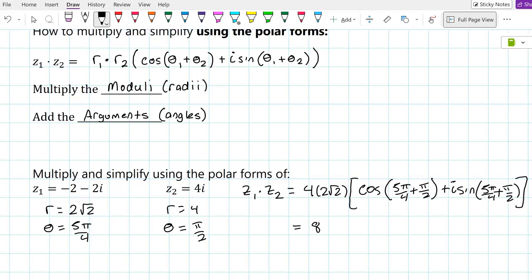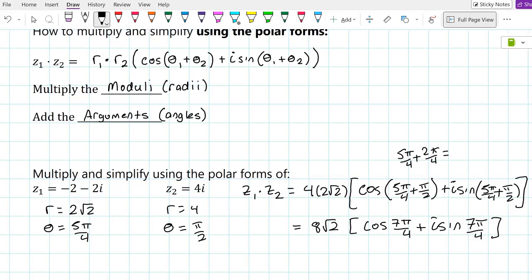4 times 2 root 2 is just 8 root 2. 5 pi over 4 plus pi over 2, that's like 5 pi over 4 plus 2 pi over 4. So that's going to be 7 pi over 4. So we do 8 root 2 cosine 7 pi over 4 plus i sine 7 pi over 4. And at this point, if the problem said, oh, I'll leave it in polar form, we'd be done.